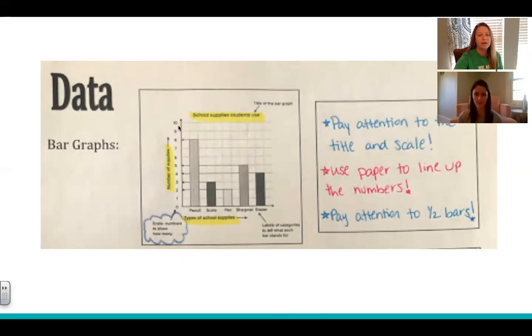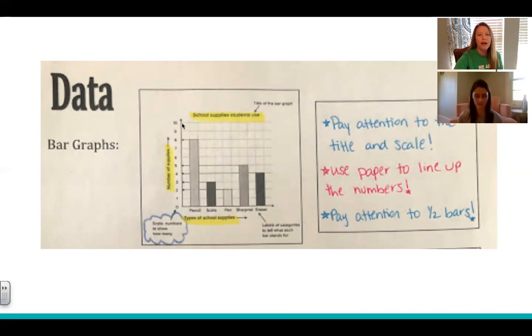So it's kind of hard to see on our screen, but these numbers count up by 1. So the scale, that's what we're talking about when we talk about the scale. We're counting up by 1. Sometimes on bar graphs, we count up by 5s, or we count up by 10s, or maybe even up by 100. So you just have to really pay attention to those numbers.